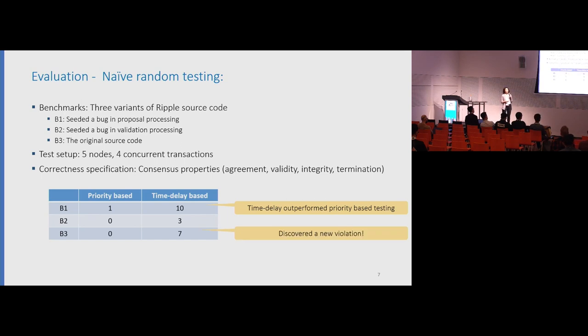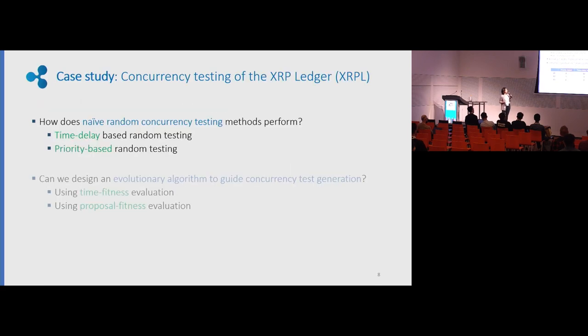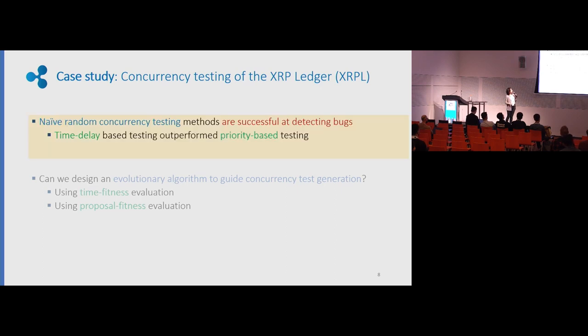And also, you will notice that we also report some violations in the original Ripple source code. We detected a violation, which I'll come to towards the end of the talk. So here, first we answered the question for naive random testing, and we said that they are successful at detecting bugs, and also time delay performed better.